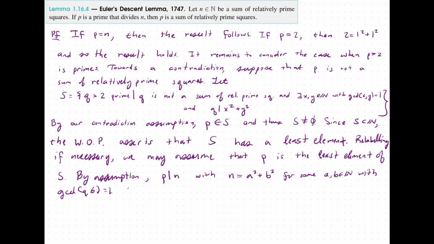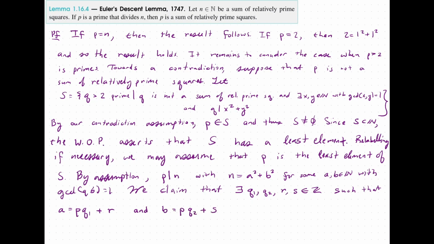So we claim that there exists, let me go ahead and write this Q1 and Q2, and then R and S in the integers, such that A is equal to P times Q1 plus R, and B is equal to P times Q2 plus S. So of course, here I wrote claim, but we know we can always write it in this way.